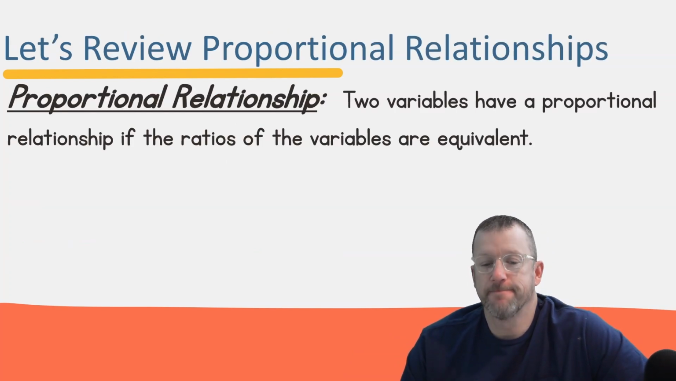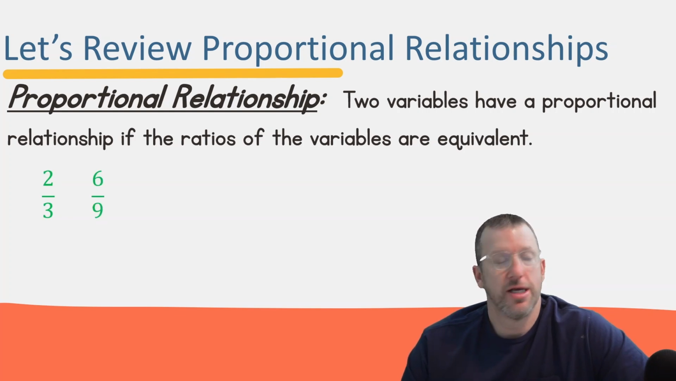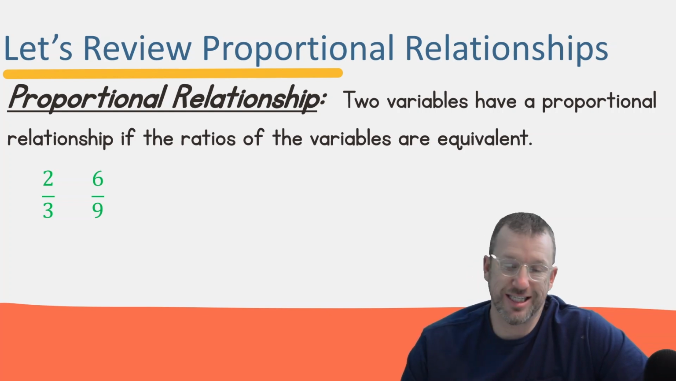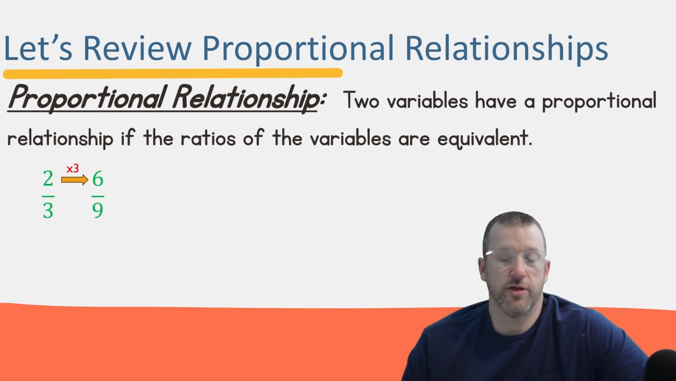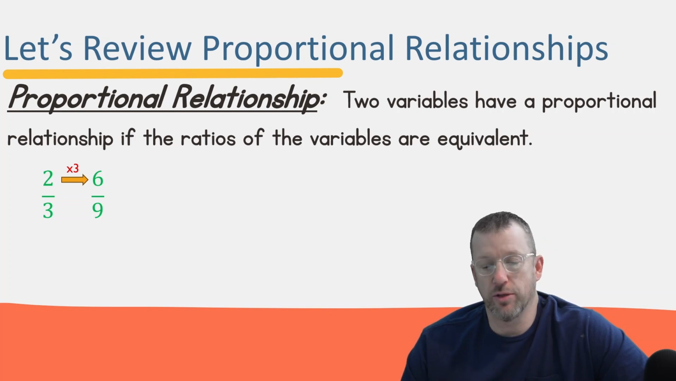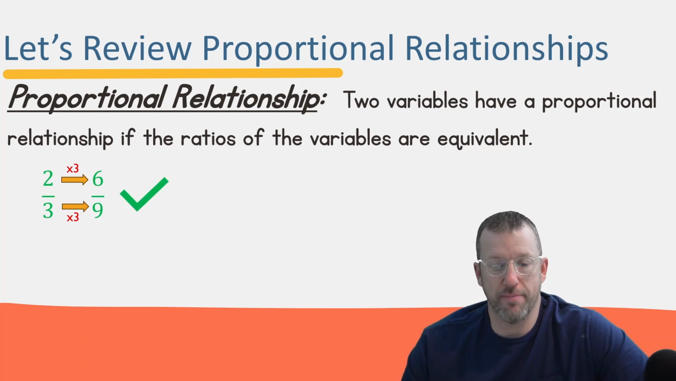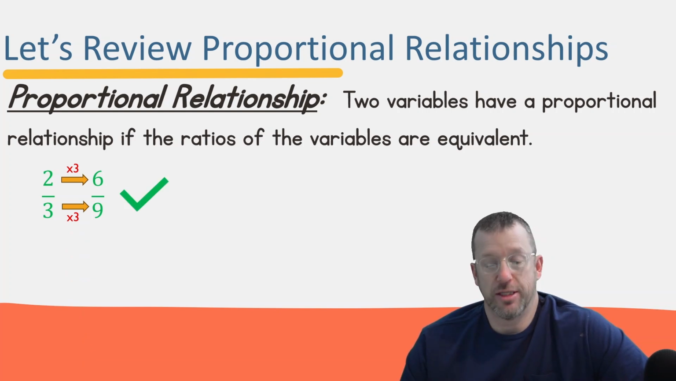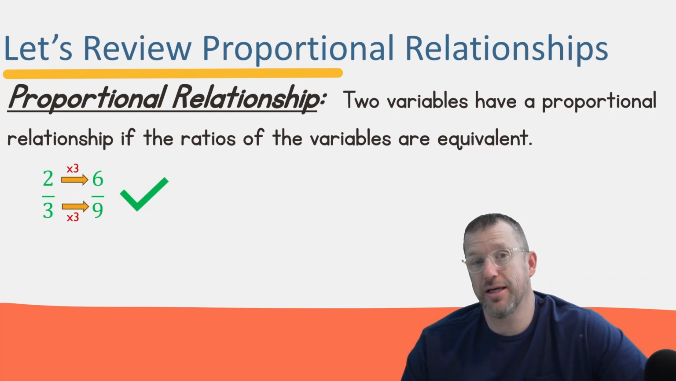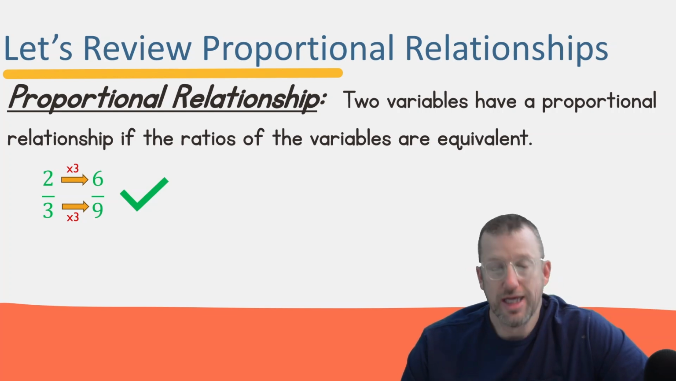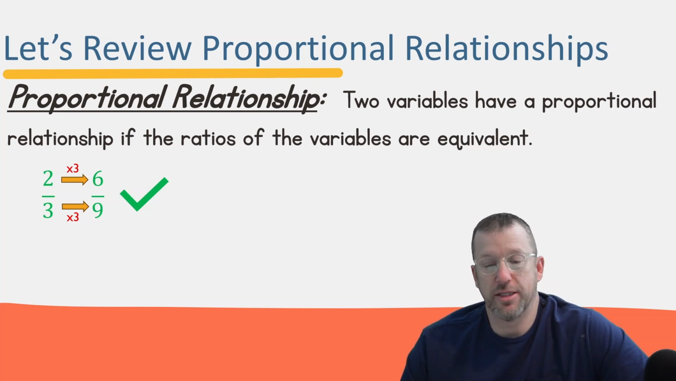So just a reminder, proportional relationships have two variables where their ratios are equivalent, okay? For example, 2/3 and 6/9. Are they equivalent? Well, if you set up the ratios as fractions and you set them equal to each other and they become equivalent fractions, then yes, it is equivalent. So this one went up by the rate of 3 on the top and bottom. So just like equivalent fractions, if the top and bottom are multiplied or divided by the same thing, then they are equivalent, which in this case means they are proportional.